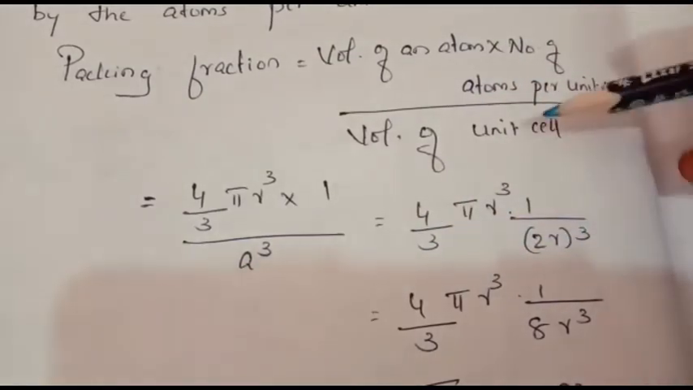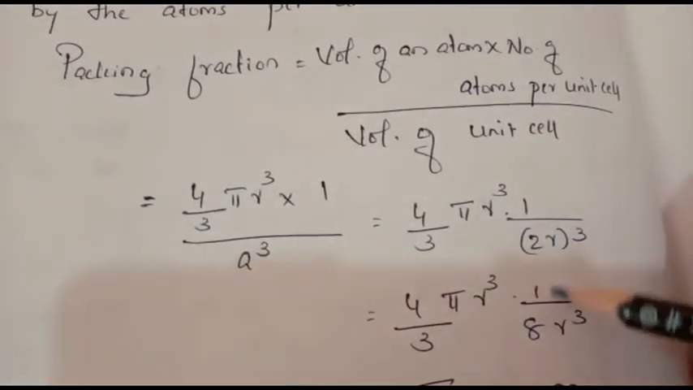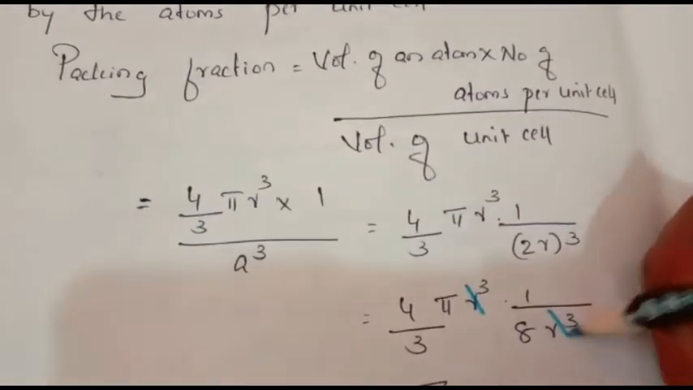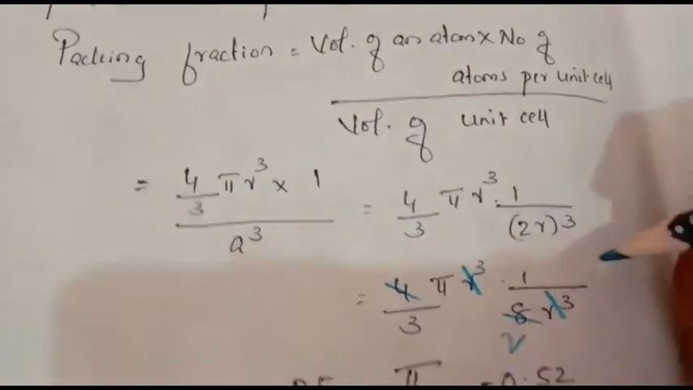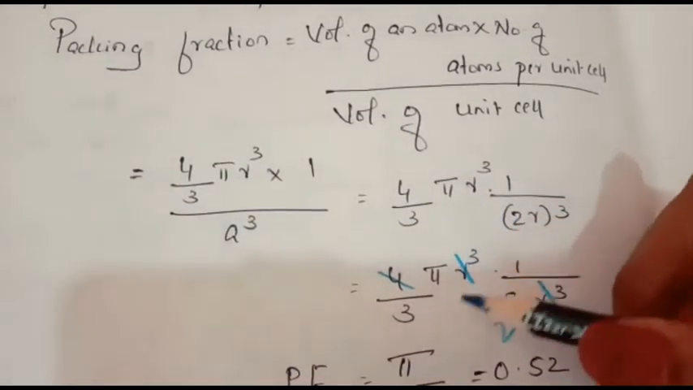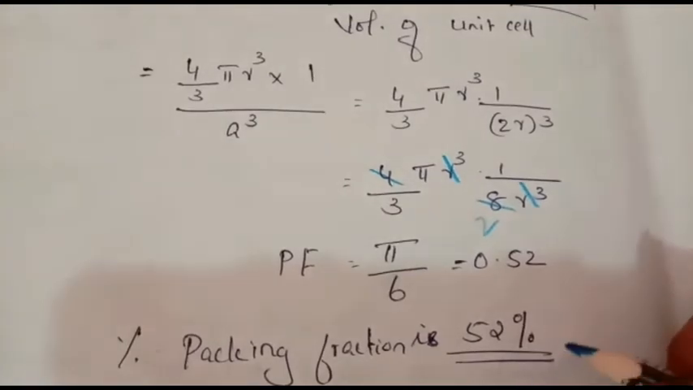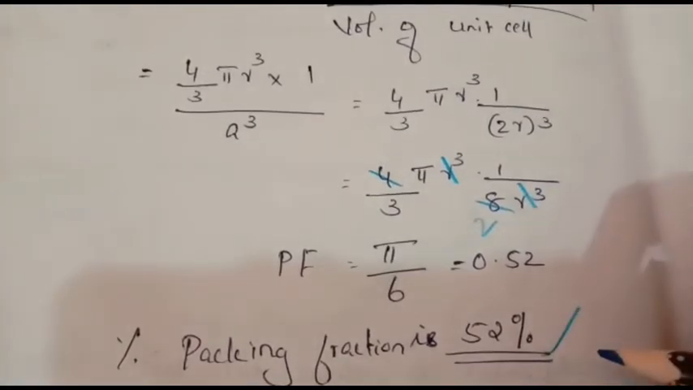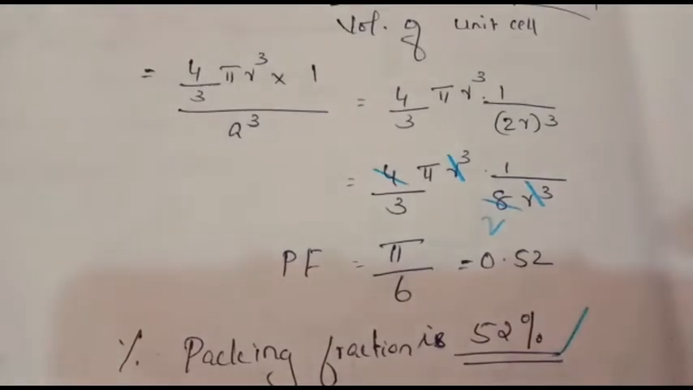You will write (2r) all raised to 3. Then 4/3 pi r cube into 1 by 8 r cube. Here r cube cancels, and 4 and 8 give 2, so we get pi by 6. Pi by 6 means 0.52, so the percentage of packing fraction is 52. So 52% is the packing fraction of a simple cube. That means only 52% is packed, and the remaining 48% is vacant.